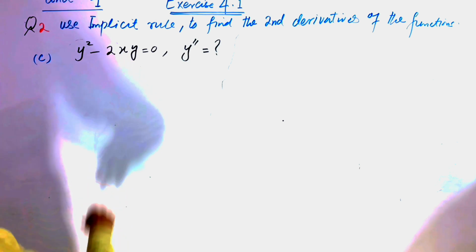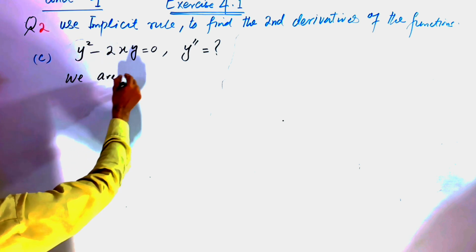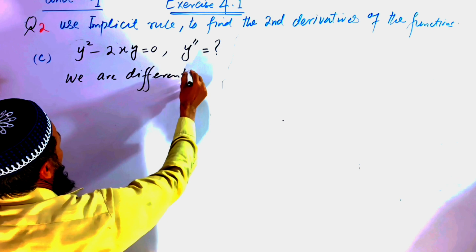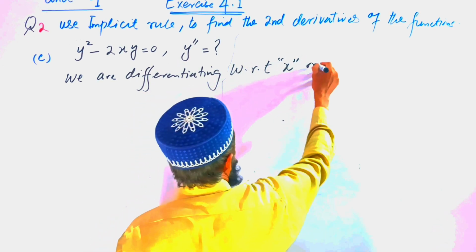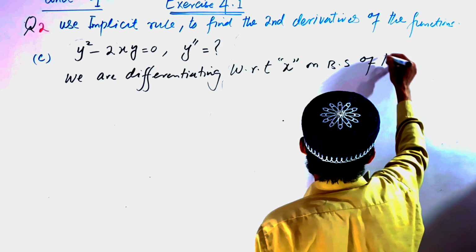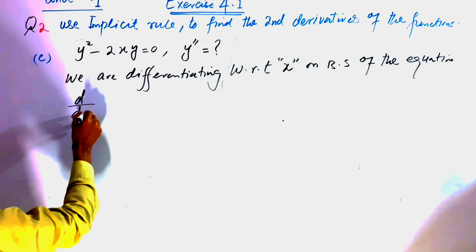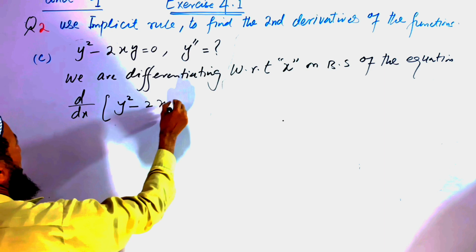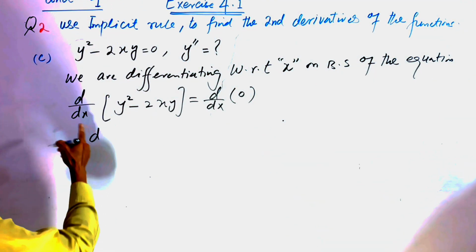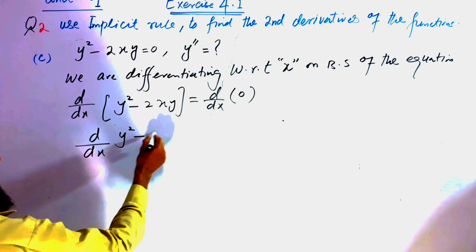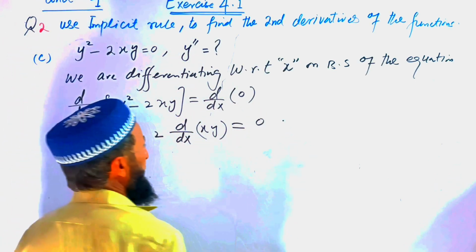Next: y square minus 2xy is equal to 0. We are finding y double dash, so we are differentiating with respect to x on both sides of the equation: d by dx of y square minus 2xy is equal to d by dx of 0. Opening the brackets, we apply the derivative to y square, minus 2 is constant, d by dx of xy, and the derivative of 0 is 0.